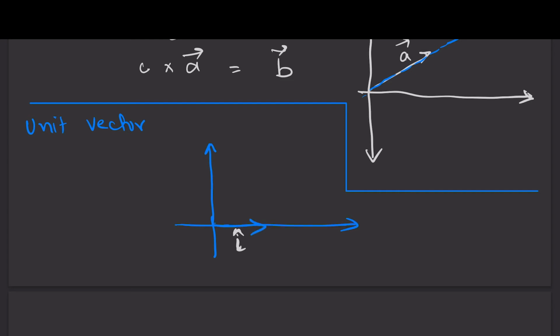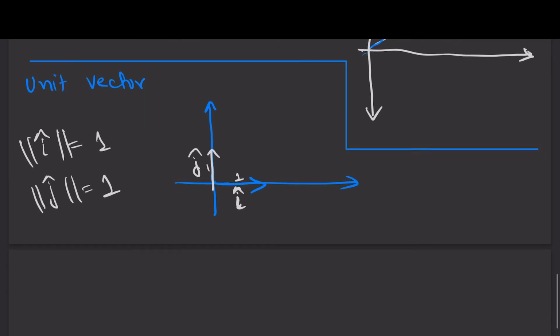Similarly, in the y direction we have j cap, and it also has a magnitude of one. These unit vectors have a length of one, that's why we call them unit vectors. If we write this in vector form, I cap has an x component of 1 and a y component of 0, and j cap has an x component of 0 and a y component of 1.